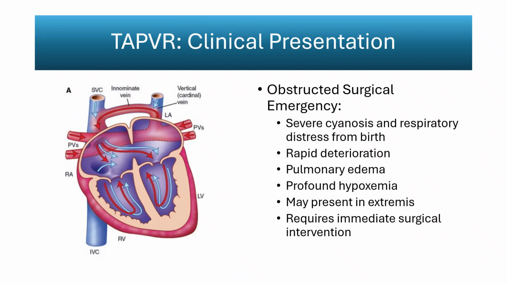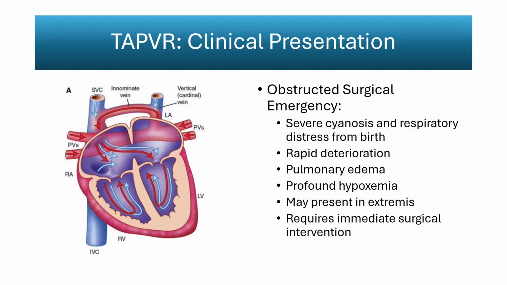When TAPVR is obstructed, the presentation is dramatically different and represents a true surgical emergency. From birth, infants develop severe cyanosis and profound respiratory distress because pulmonary venous return cannot drain freely into the systemic venous system. Elevated pulmonary venous pressure leads to pulmonary edema, stiff non-compliant lungs, and impaired gas exchange. Oxygen saturation remains critically low despite supplemental oxygen, and acidosis develops rapidly as systemic oxygen delivery fails.